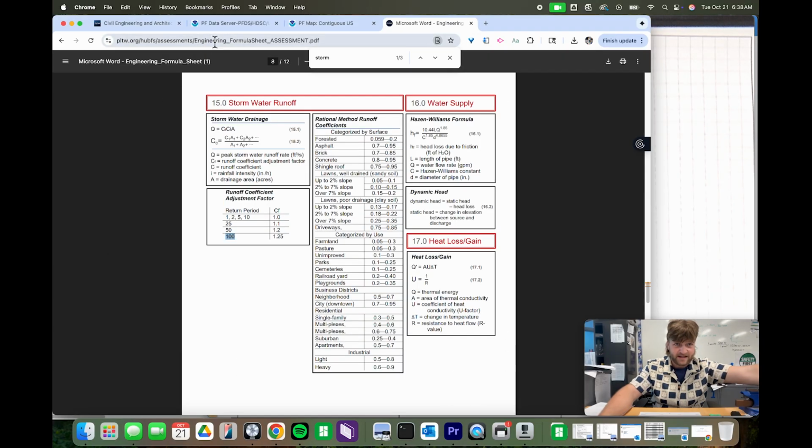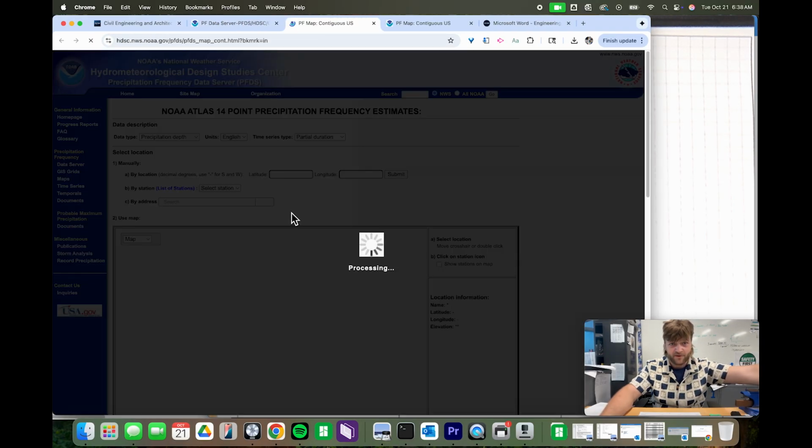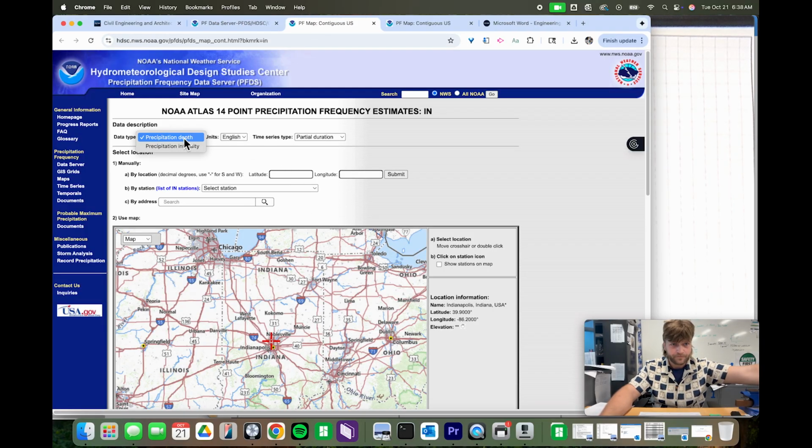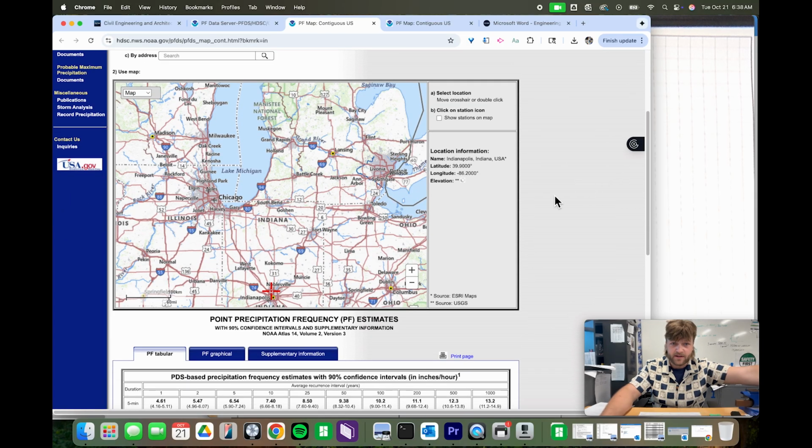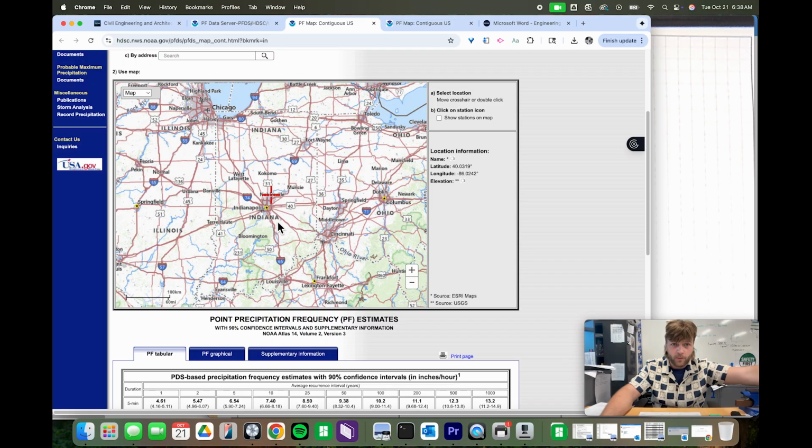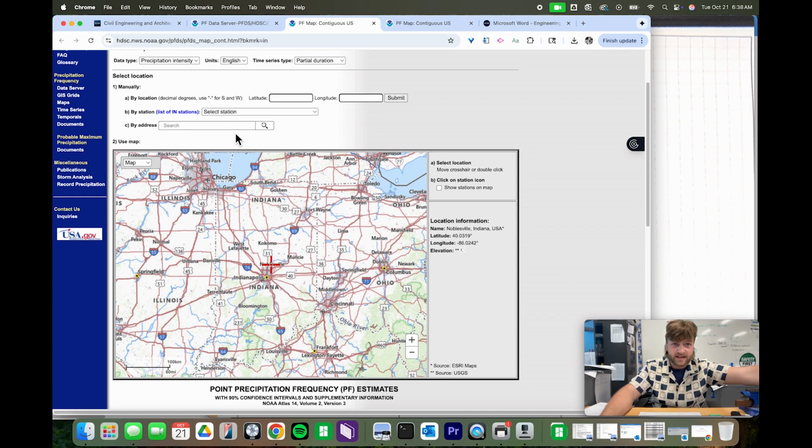Okay. Up next, we want to find, for Noblesville, Indiana, the precipitation intensity, which is the data type we want, and then we want the partial duration. Remember, we can type this in by address. We'll also see on here, we do have good old Noblesville there. So if you select that, you can do that. You could also even put in the address.